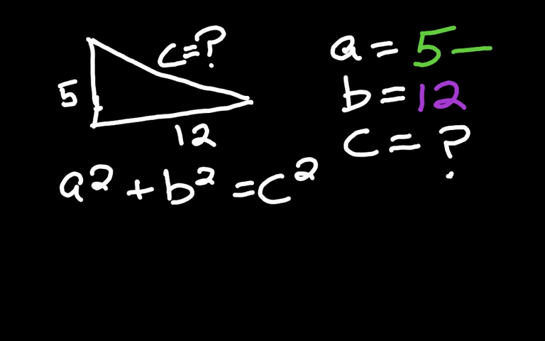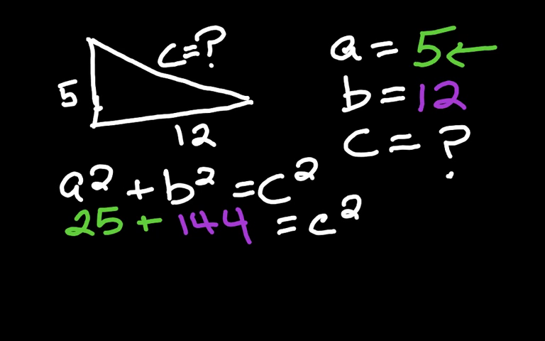So we said that a was 5, so what is 5 squared? Just put it in your calculator. And what is b squared? Just put it in your calculator. So 25 plus 144 equals c squared. So what is 25 plus 144? So 169 equals c squared.